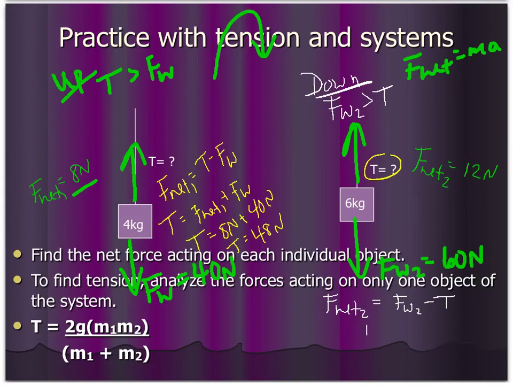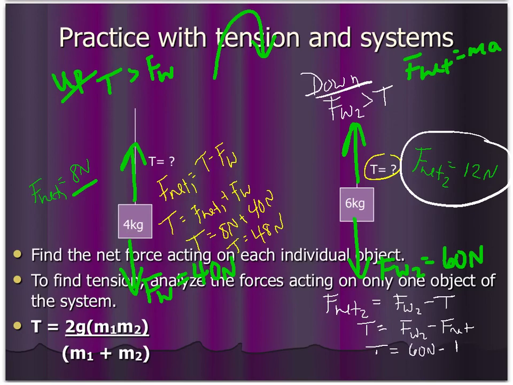I can then rearrange this to solve for tension: FW2 minus F net of 2. Now remember, we've said the F net on this block should be 12 newtons, so for my tension, I have 60 newtons minus 12 newtons, and that's going to give me, again, a tension of 48 newtons. 48 newtons.